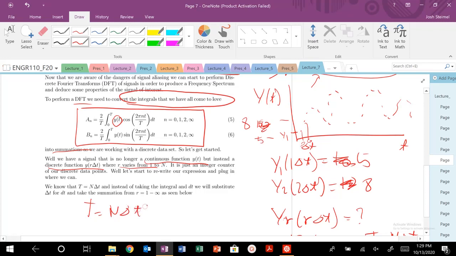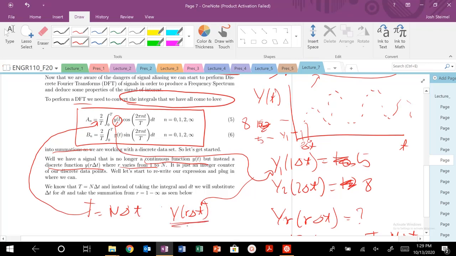We know here that t is n times delta t, so I could plug in for that right here. So that takes care of that. We know that we're going to rewrite this, my y of t, with this function right here, y as a function of r delta t. So instead of taking the integral, we're going to actually plug in these y values at different r times, again, these integer values of delta t. So again, r is an integer. It's an integer counter for discrete data points. And instead, for dt, we're just going to replace this with this r delta t, because again, that's what we're working with, discrete data sets.